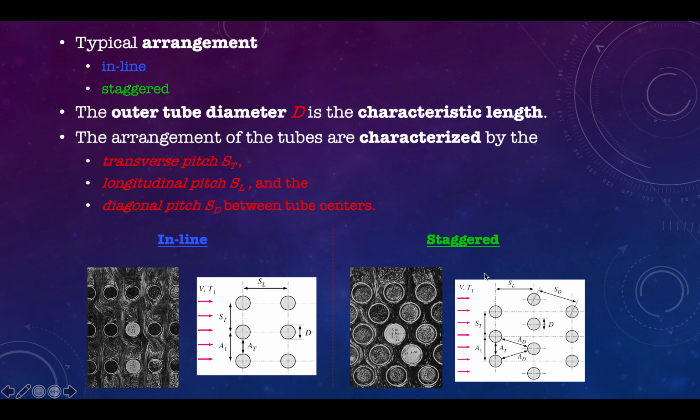Next is the diagonal pitch SD. SD is the length from this center to this center. SL is from this tube to the next tube, the longitudinal pitch. And SD is from the center of this tube to the center of the other tube. Normally the diagonal pitch appears in the staggered arrangement, because that is where we have the diagonal arrangement.